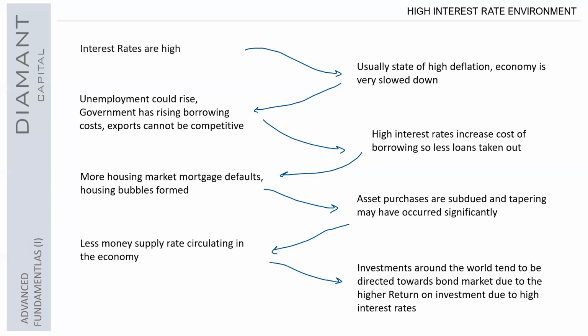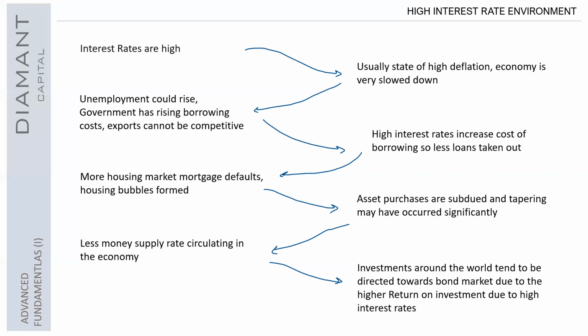Now, high interest rates increase the cost of borrowing, so less loans are taken out. More housing market mortgage defaults. This forms housing bubbles. This is a great thing to research as well in your spare time. Search everything about housing bubbles. It will really make sense, how people actually take too many loans. Then as soon as interest rate starts rising, because they're variable interest rates usually, they have to default on these mortgages.